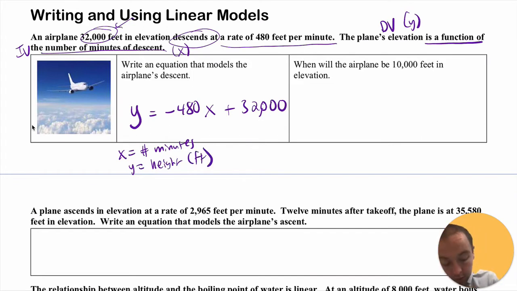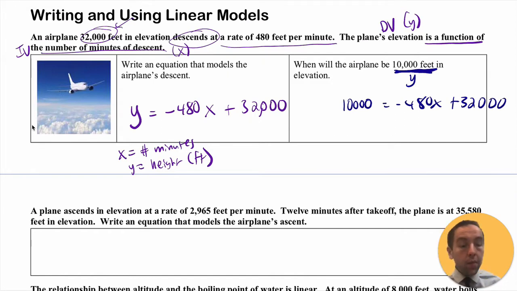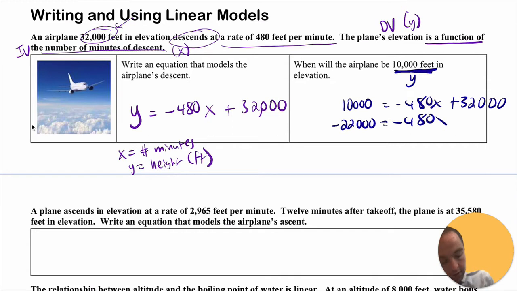And then the second question is asking, when will the airplane be at 10,000 feet in elevation? That would be a known value for the height variable, which is the y variable. So you should be able to substitute in 10,000 for y. Then using this equation, you can solve for x, which would be the particular time when this occurs. So if we subtract 32,000, we get negative 22,000 equals negative 480x.